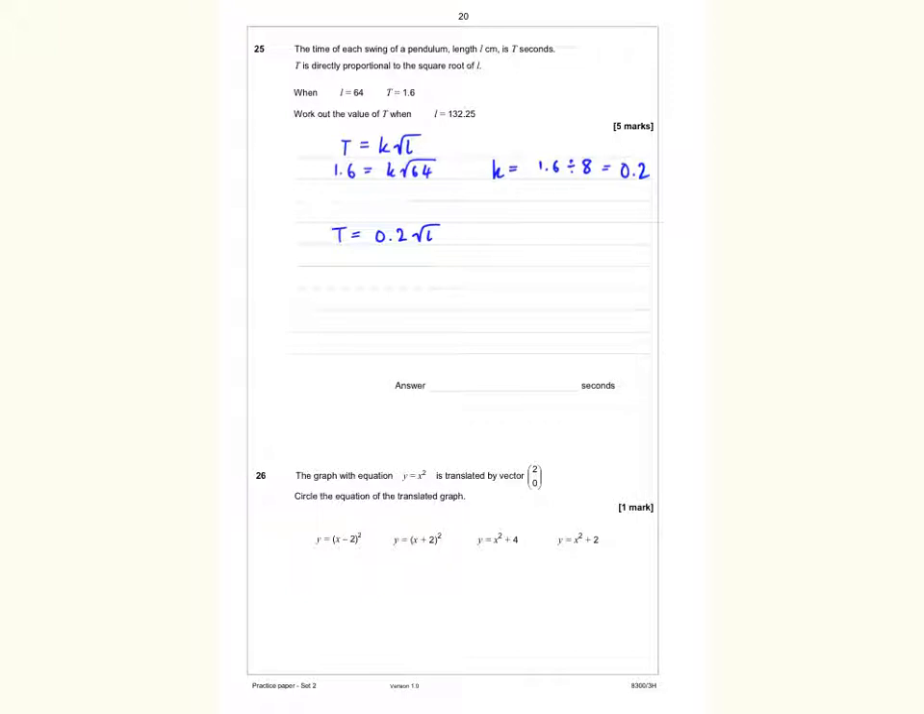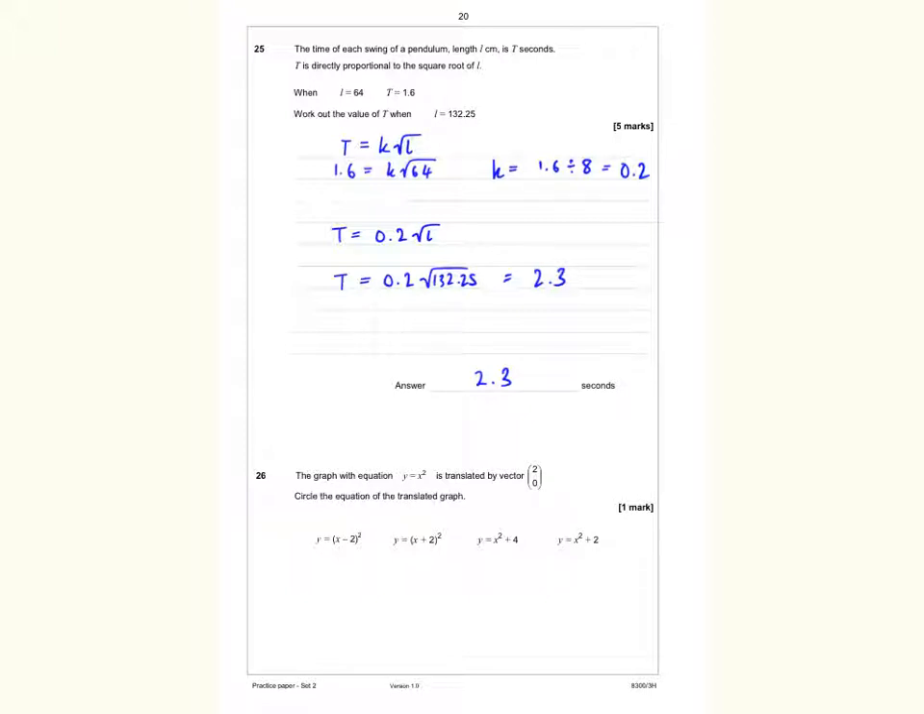So T equals 0.2 times square root of 132.25, and just use a calculator for that. So that's going to be 0.2 times square root of 132.25, and that's equal to 2.3. So this is equal to 2.3. So it'll be 2.3 seconds, when the length was 132.25 centimeters.